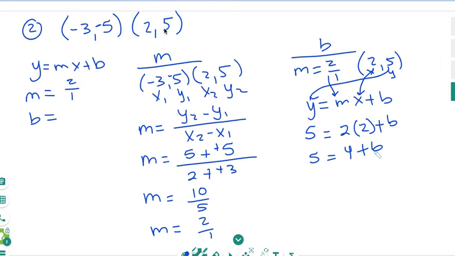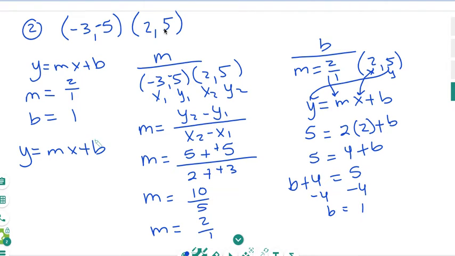Is the b on the left? It is not, so we're going to use symmetrical. B plus 4 is equal to 5. Is the b alone? It is not, so we're going to zero pair out the 4. B is equal to 1. So I'm going to write my 1 over here for my b value. Now I'm going to write my equation. Y equals mx plus b. Now I have my b and I have my m, so y is equal to 2x plus 1.